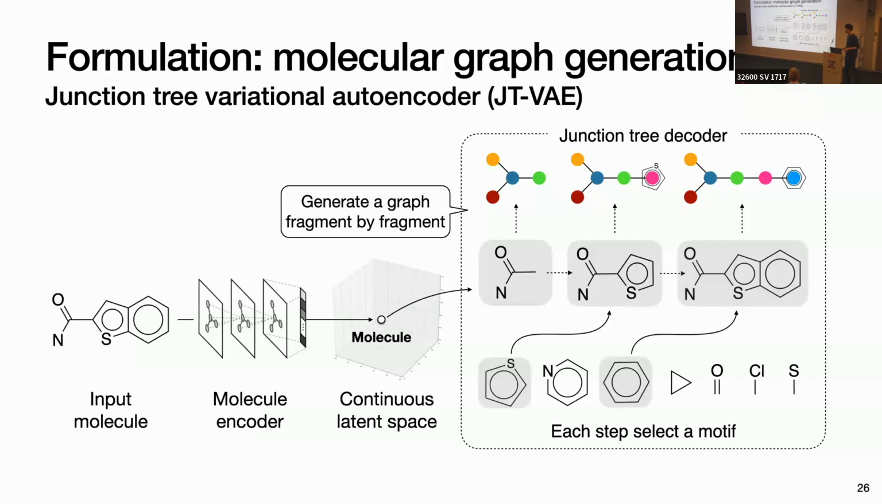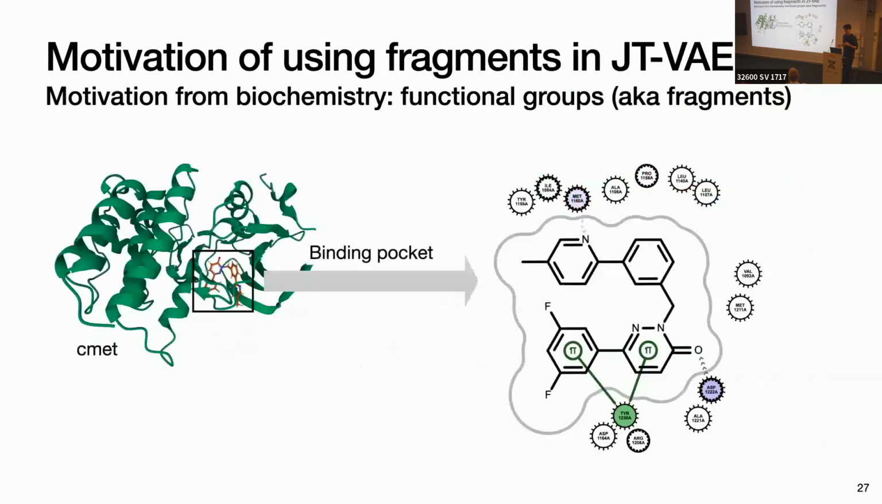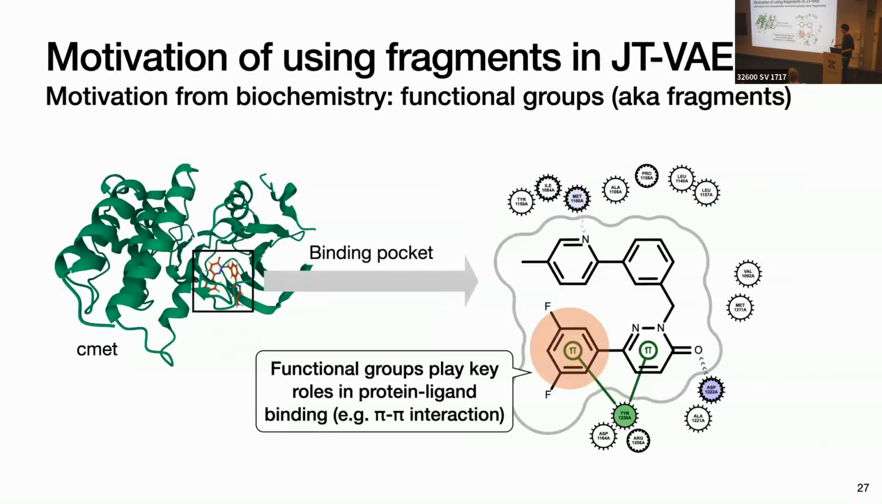Try to select the fragment from the vocabulary and stitch different things together. And this is how we try to mimic what chemists think about when they build molecules in their mind, right? Of course, fragment-based design has motivations coming from biochemistry, right? If you look at these protein-ligand interactions, a lot of them involve functional group interactions, like this pi interaction. They all involve functional groups, AKA fragments. So that's why we went for that.